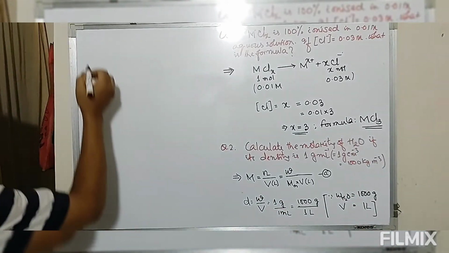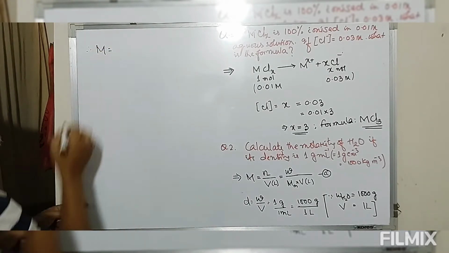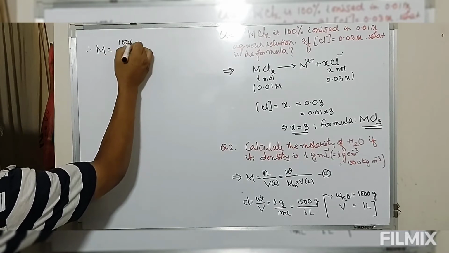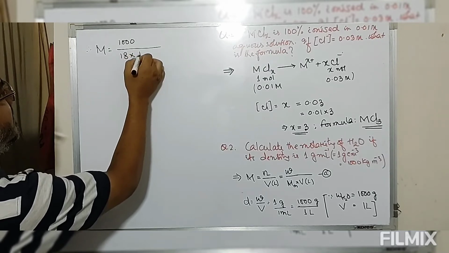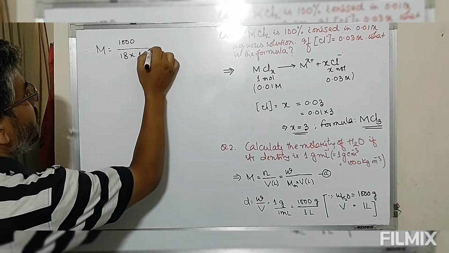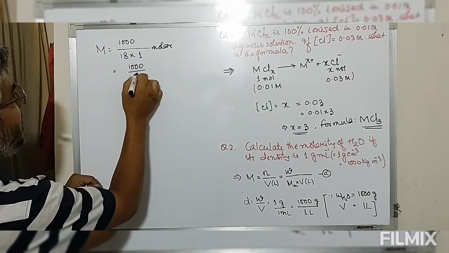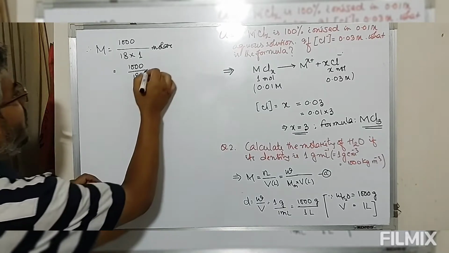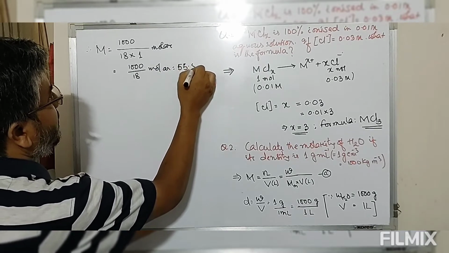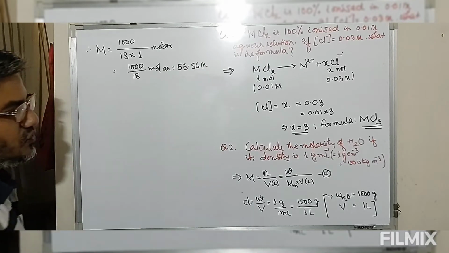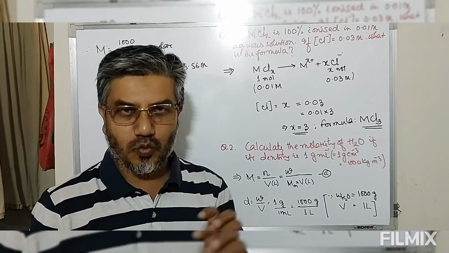Volume of solution is 1 liter. So therefore, now by using this definition, molarity of this water is: mass is 1000 gram because we have this value. Molar mass of water is 18. Volume is considered to be 1 liter. So this comes out to be 1000 divided by 18. So this is molar, which is equal to 55.56 molar.